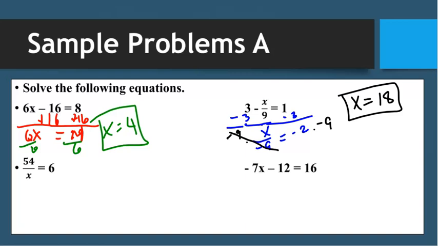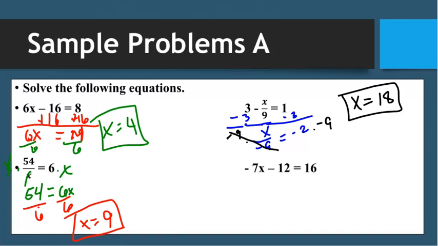Next, 54 divided by x equals 6. Here I'm going to multiply by x to get it out of the denominator, because you never want the variable in the denominator. So now I have 54 equals 6 times x. And then the opposite of multiplying by 6 is dividing by 6. And x is going to equal 54 divided by 6, which is 9.